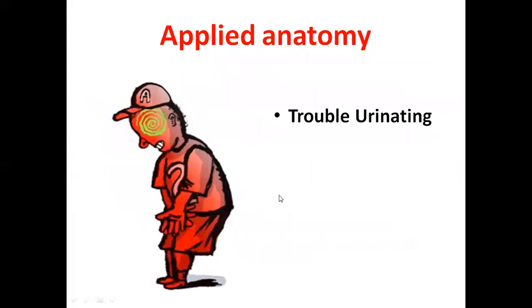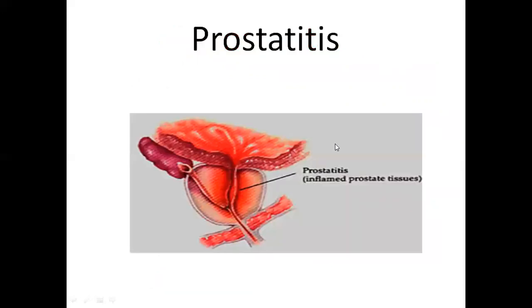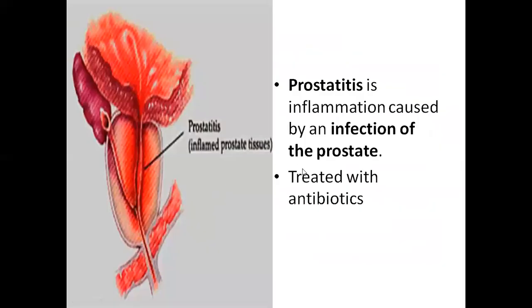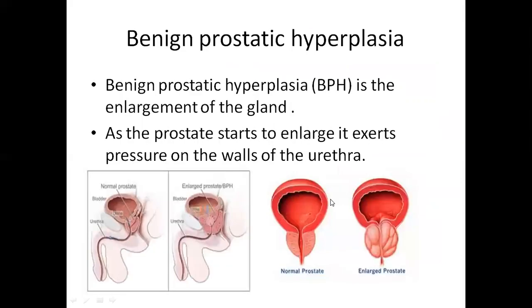Now coming to the applied anatomy, suppose there is benign prostatic hypertrophy, the more the patient strains, we know the median lobe of the prostate is closing the prostatic orifice, that is, the prostatic part of the urethra is obliterated if the median lobe of the prostate is enlarged. Unless and until the patient relaxes, he will not be able to micturate. That's what is trouble urinating. Prostatitis is a condition where there is inflammation of the prostate gland. It is basically caused by infection of the prostate. It is treated with antibiotics.